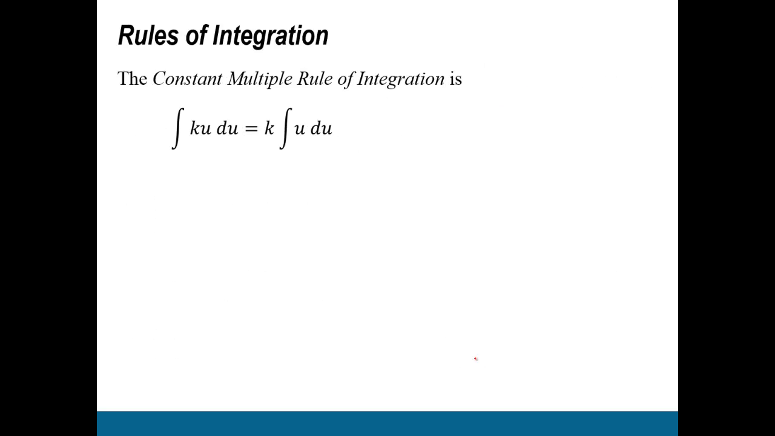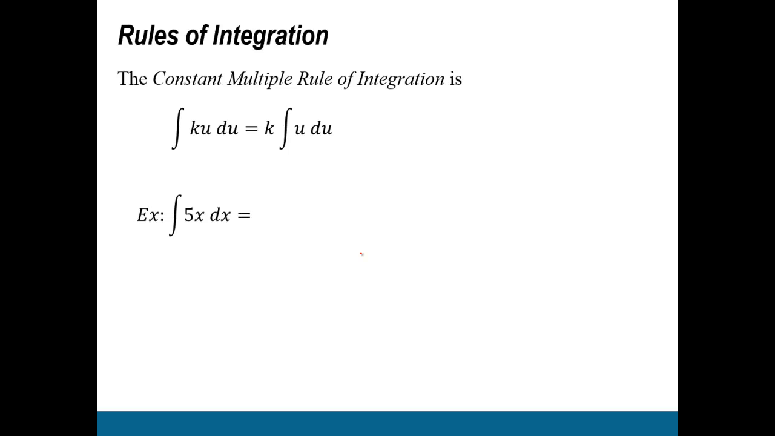Next, we have the constant multiple rule. The integral of k times u du is equal to k times the integral of u du, which means that we can take the constant and pull the constant in front of the integral operator. Let's take a look at some examples.